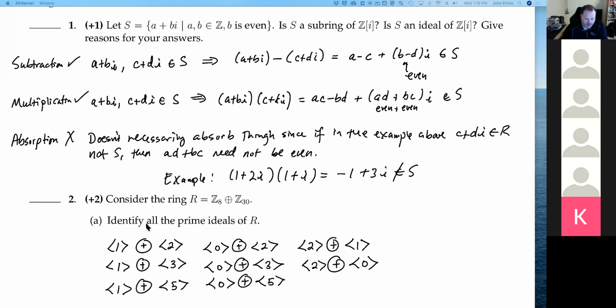So give yourself half a point if you felt like you did the subring part correctly and you didn't do the absorption correctly, or vice versa. But 1 point for that question.